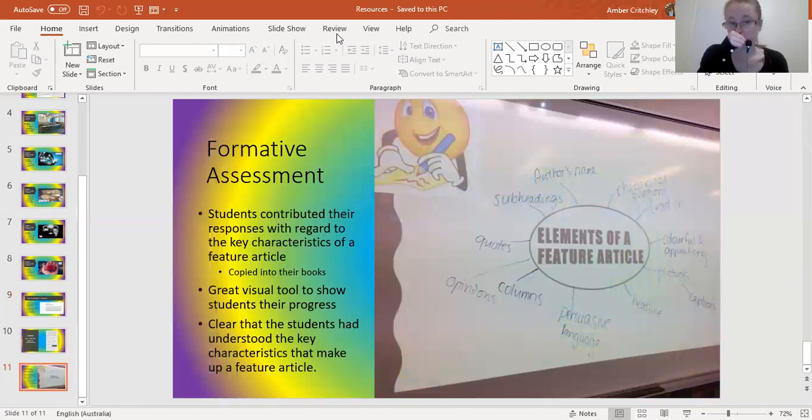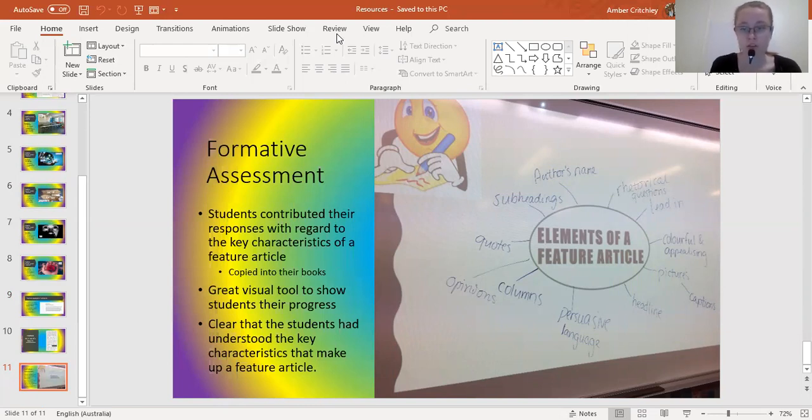To finish off, students were asked to contribute their responses about the key characteristics of a feature article, same as the diagnostic one, but this time after the teaching. So students obviously had a much greater understanding, and their responses reflect this. This mind map was copied into their books and was a great visual tool to show students how their understanding had progressed.